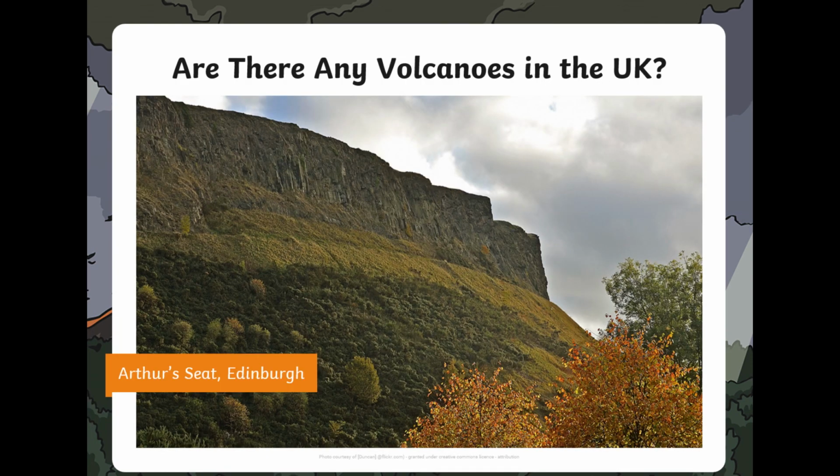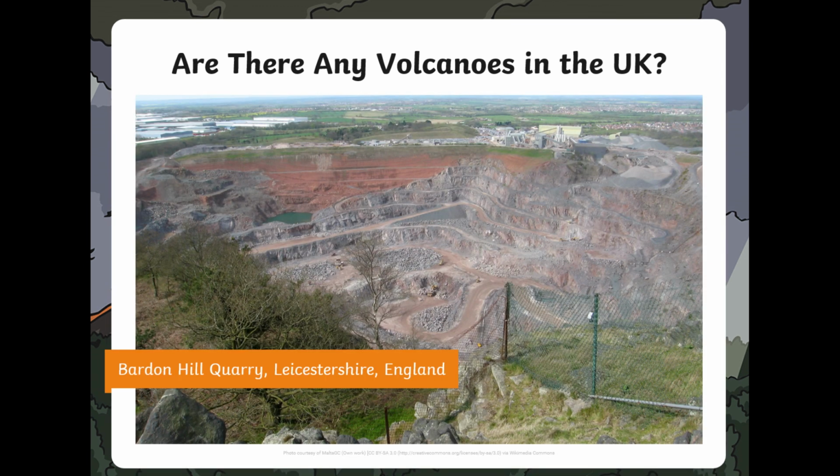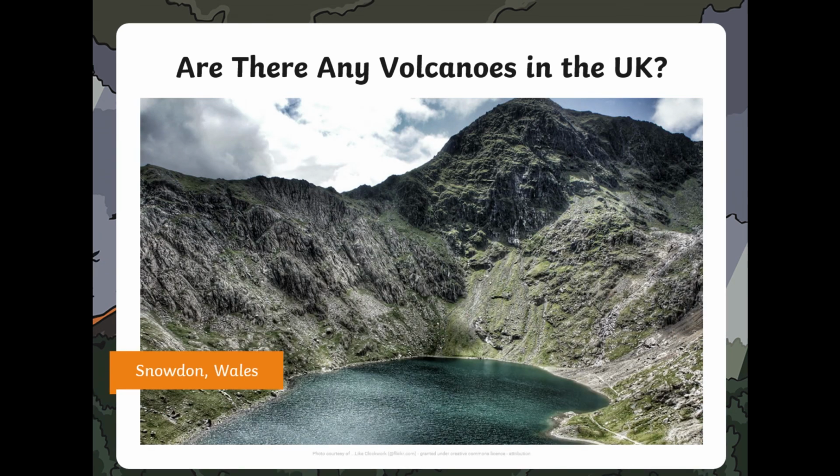Are there any volcanoes in the UK? Well, actually, there are some. This is a volcano called Arthur's Seat in Edinburgh. And here's another, Bardon Hill Quarry in Leicestershire. This one's in England. And here's another one in Snowdon. This is in Wales. I wonder whether these volcanoes would be active, dormant, or extinct.